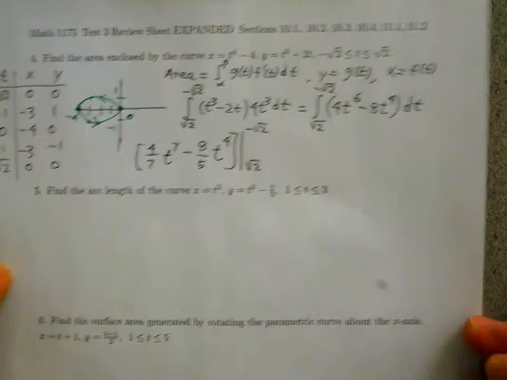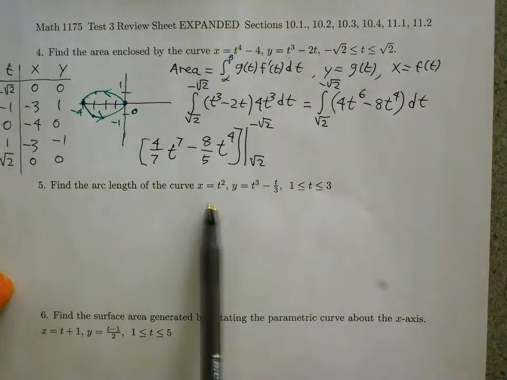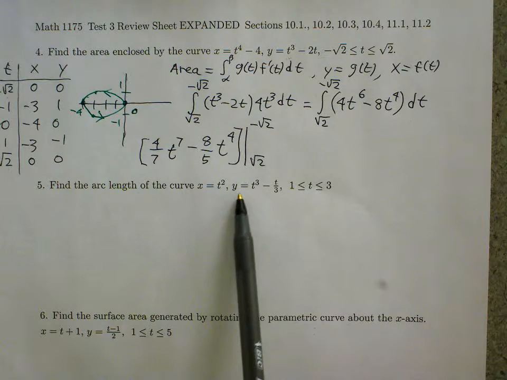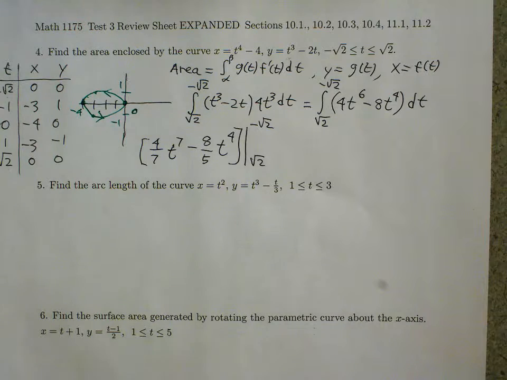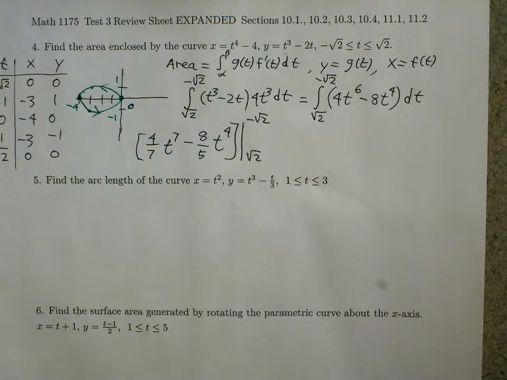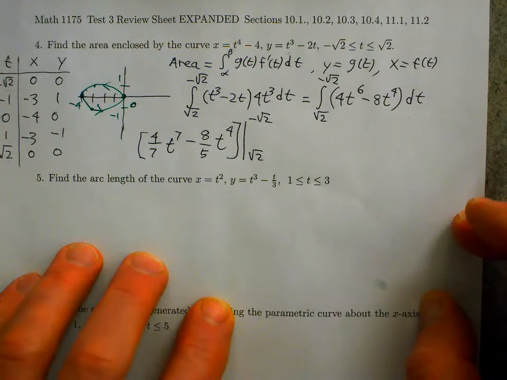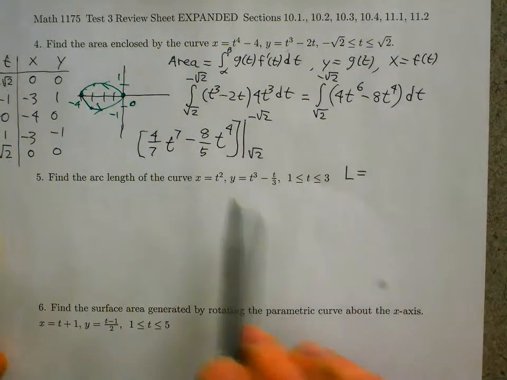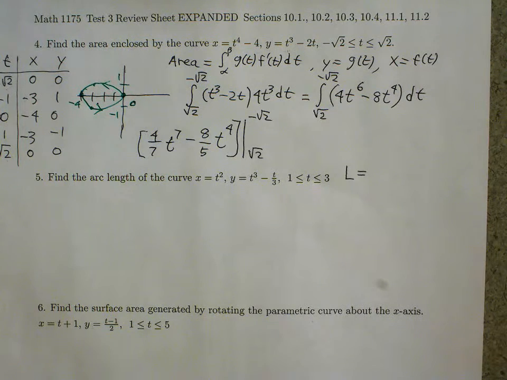Okay, on the next one, find the arc length of the curve x equals t to the second and y equals t to the third minus t over 3 for values of t between 1 and 3. Okay, so on this one, what's the formula for arc length for a parametric curve?